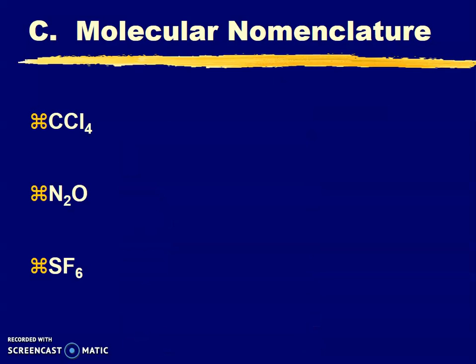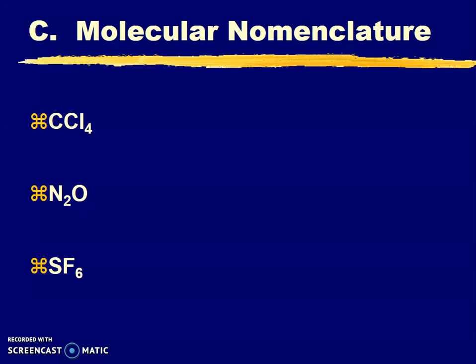Okay, CCl4. Okay, so we're going to look and see. The letter C stands for carbon. So I've got carbon, and Cl stands for chlorine. Okay, so we've got carbon, chlorine. Now, there is no number, there is no subscript for C. That means that there is only one carbon. Okay, we do not use the prefix mono for the first element, so we're just going to say carbon.